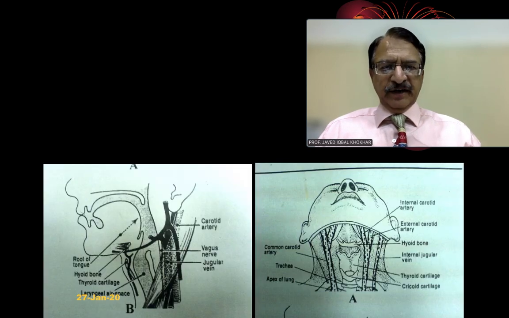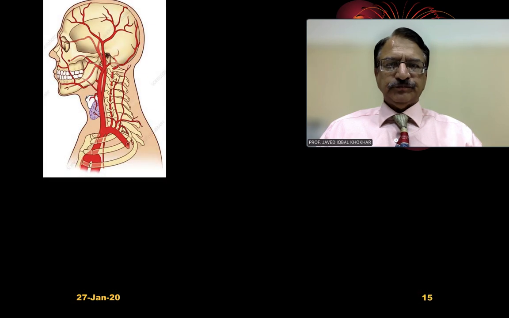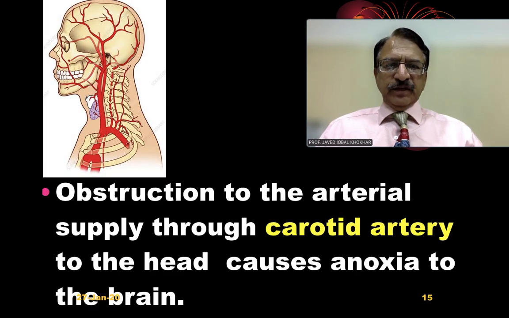These are the diagrammatic representations. In the lateral view you can see the junction of the carotid artery, external and internal. There are the carotid bodies, and the vagus nerve is shown. Similarly, on the right side is the picture showing the windpipe. In the center are the trachea, the thyroid cartilage, the hyoid bone, and on the sides the vessels, which are the carotid vessels. Then this diagram is showing the carotid vessels.